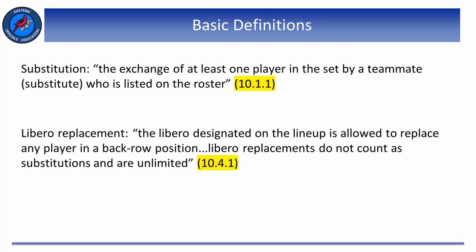As referenced in previous sections or previous presentations, we know that the Libero wears a different colored jersey than his or her teammates, and must wear a unique number, so they are easily identified on the court. Therefore, that's how we distinguish the difference between a substitute and a Libero replacement.